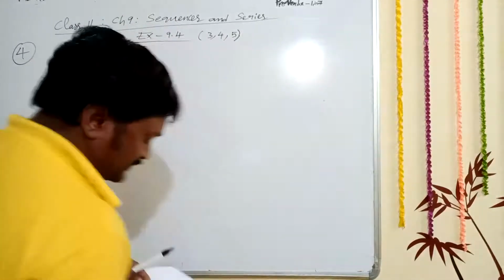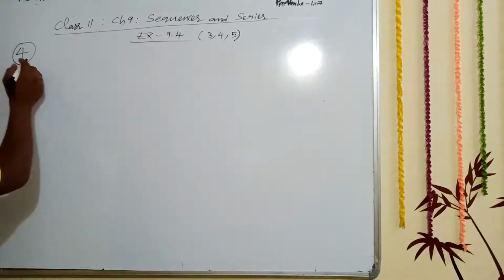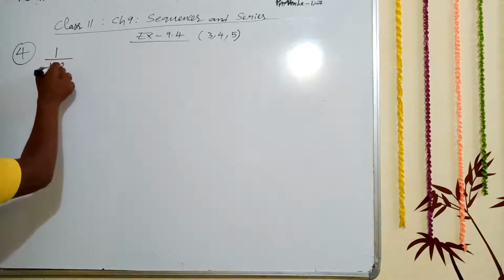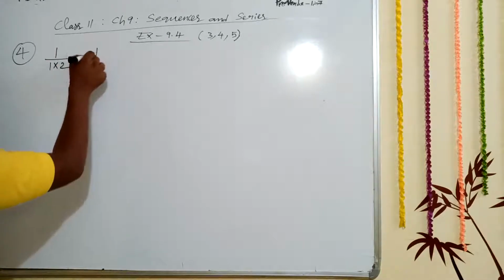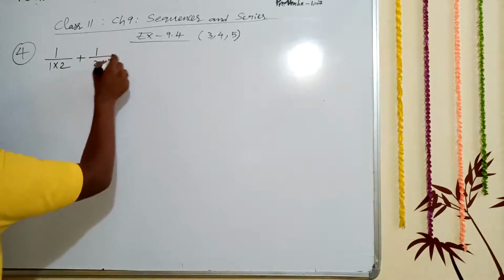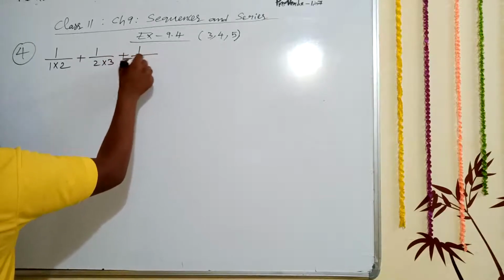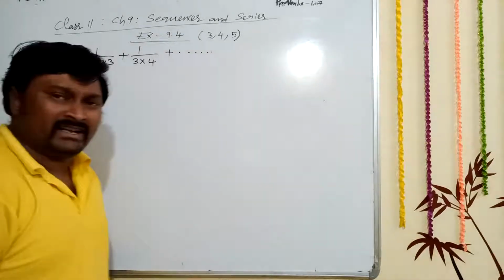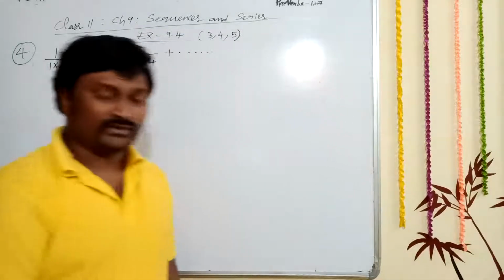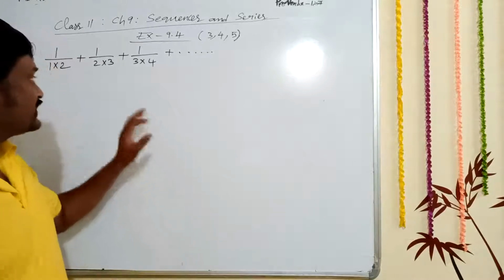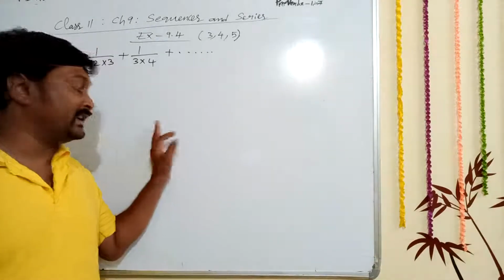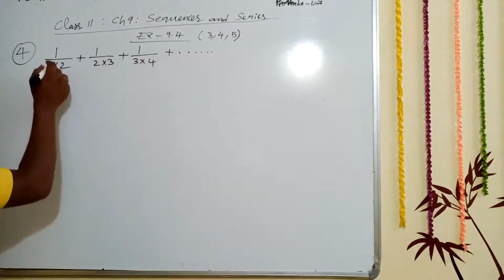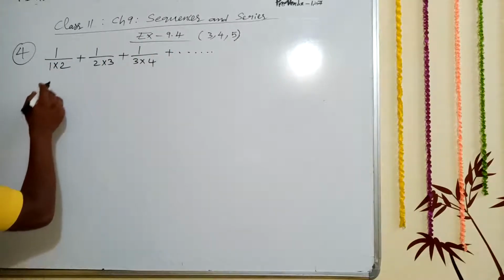Right. So the next one is problem number 4, which is giving us 1 upon 1 into 2 plus 1 upon 2 into 3 plus 1 upon 3 into 4 plus and so on. This is a very important question, and this kind of question is always important. Just concentrate on why it is going to be an important question. So first here it is given, this is your SN. So from this we need to find our AN.